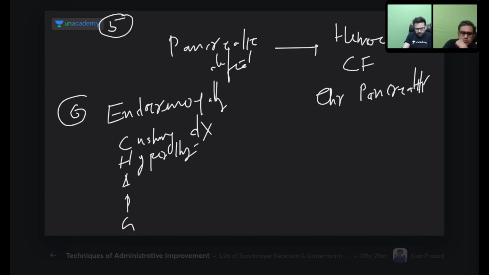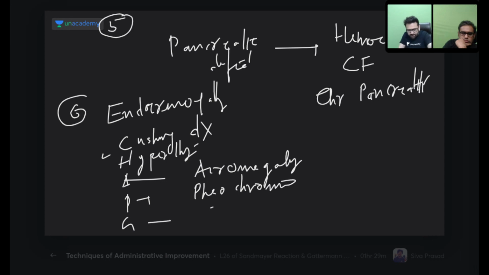Then A is acromegaly. Yes, very good. Acromegaly is called pituitary diabetes. Then what is P? Anyone? Pheochromocytoma. Very good, Akshay. What is G? Glucagonoma. Okay, this is the sixth cause. What is the seventh cause of diabetes? Infection can cause diabetes.